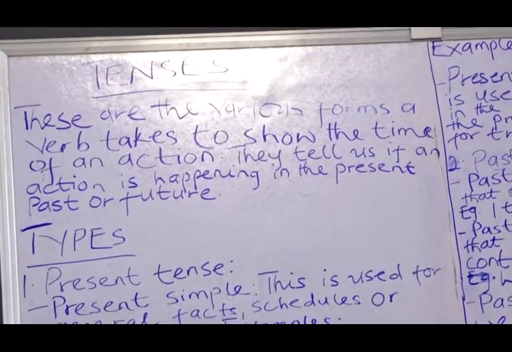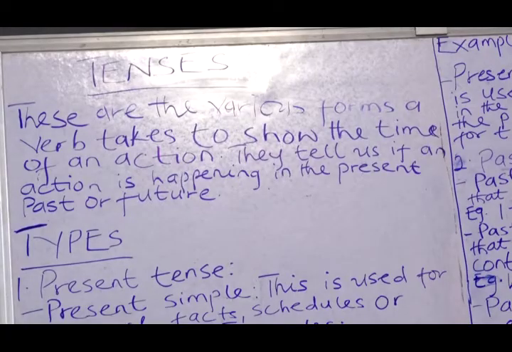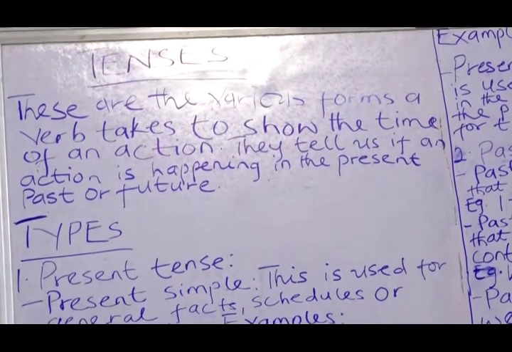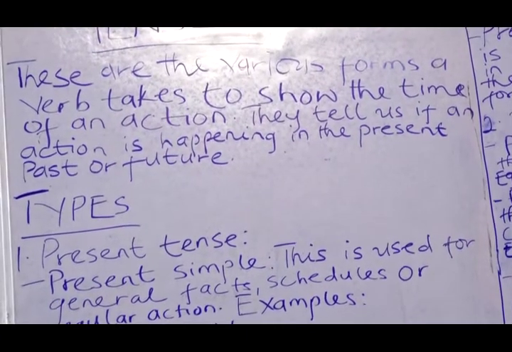Now, tenses deal mainly with verbs, and remember that verbs are one of the parts of speech, and we have 8 parts of speech in the English language. So we have 8 parts of speech, of which verbs is one of them, and then tenses are the various forms a verb takes to show the time of an action. So tenses tell us if an action is in the present, in the past, or in the future.